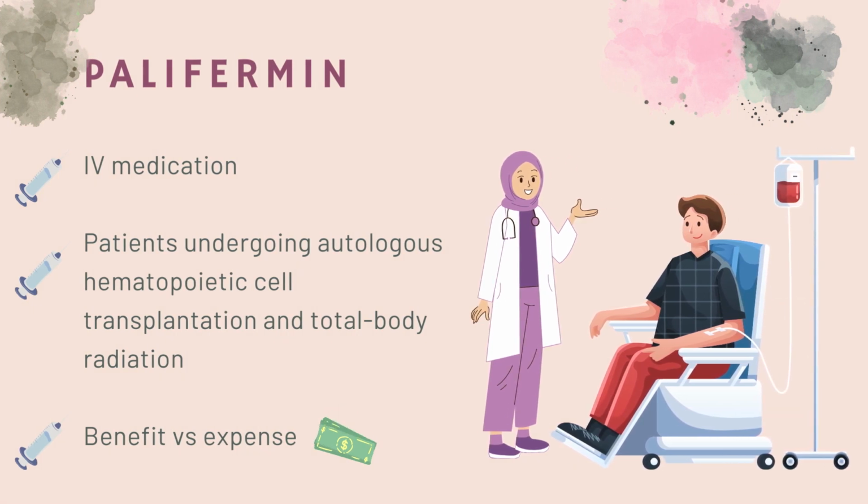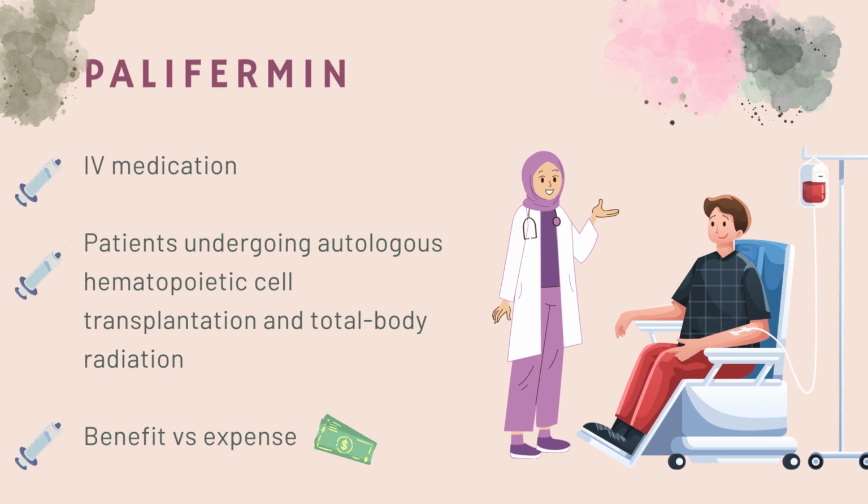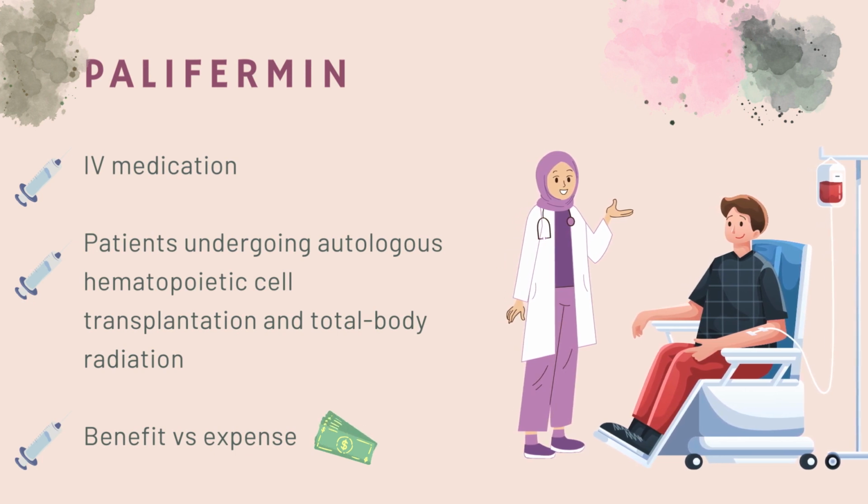Another option is a medication called palifermin. Palifermin is an intravenous medication that is suggested to prevent oral mucositis in patients undergoing autologous hematopoietic stem cell transplant and total body radiation. Discuss with your physician to find out if you are a candidate for this therapy. This is an expensive medication, so its benefits should be weighed against the expense.